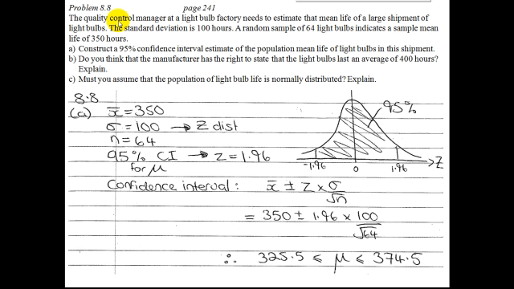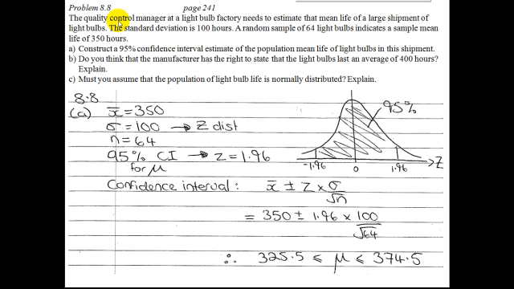We're told the standard deviation is 100 hours. A random sample of 64 light bulbs indicates a sample mean life of 350 hours. So we've got some information. At this point, before we even look at the actual Part A question, we know that we're talking about means. Here the application is to the life of light bulbs, but we're specifically talking about means.